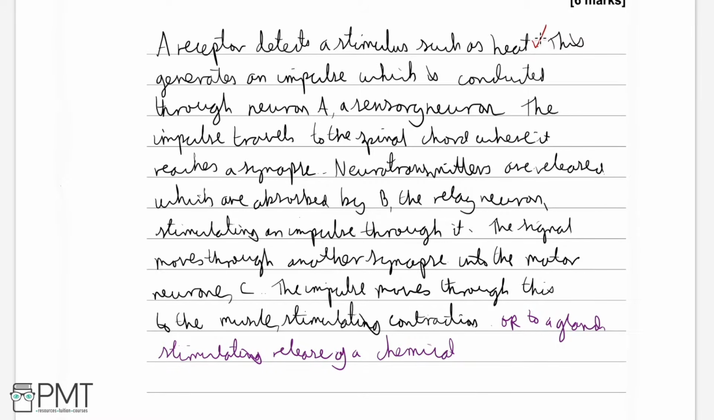The first, for discussing the detection of a stimulus by a receptor. The second, for talking about the conduction of an impulse. Next, for talking about the movement of this impulse to the spinal cord. Next, for stating and describing what happens in a synapse. Then, for the naming of the neurons correctly throughout the answer. And finally, for discussing the effect of the reflex, that is, the muscle contraction.